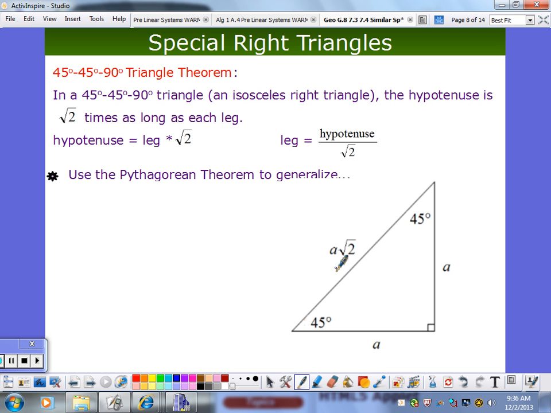So here's the Pythagorean theorem. It's going to generalize the situation. So a squared plus a squared is going to be our c squared, right? Well, what is a squared plus a squared? It's 2a squared.